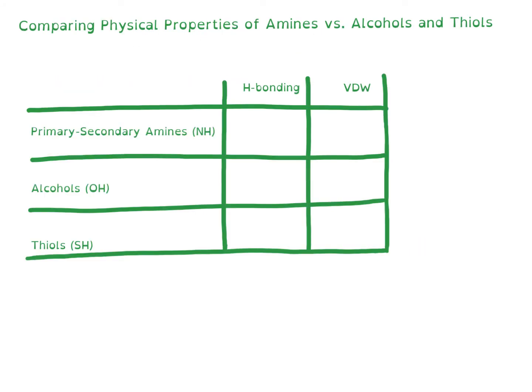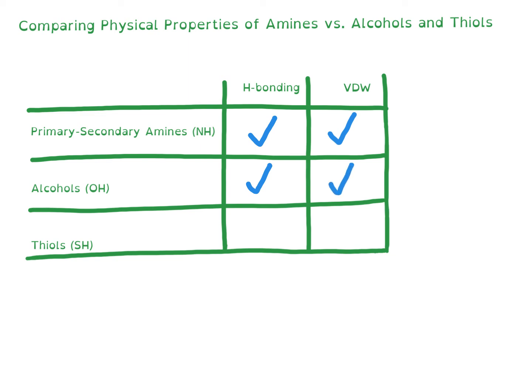Now let's think about comparing the physical properties of amines with those of alcohols and thiols. We can check off some boxes here to consider what types of intermolecular interactions each of these are able to engage in. We just saw that primary and secondary amines on this chart are able to engage in both hydrogen bonding, so I'll put a check mark there, and van der Waals forces. Alcohols likewise have hydrogen bonding as their primary intermolecular interaction. Van der Waals forces as well.